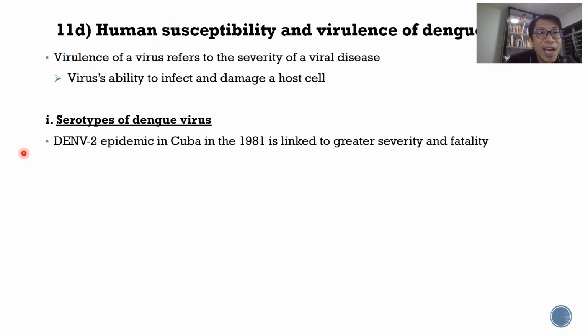This one we don't really know why, but at least in this case of the epidemic in Cuba in 1981, it was found that serotype 2 actually gave rise to a more severe disease, and there were more people dying. We don't really know why. Maybe because the immune response against this serotype is a bit less. Not sure, but the principle basically is that different serotypes may give rise to different virulence and susceptibility.